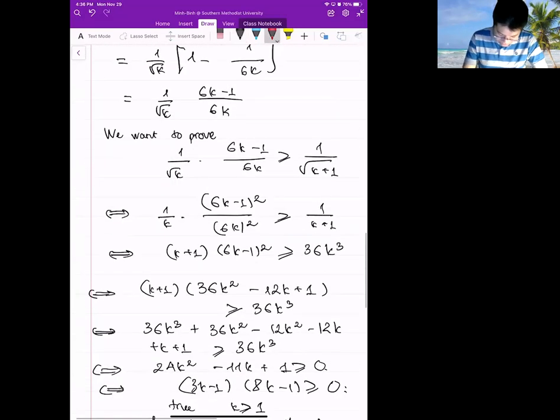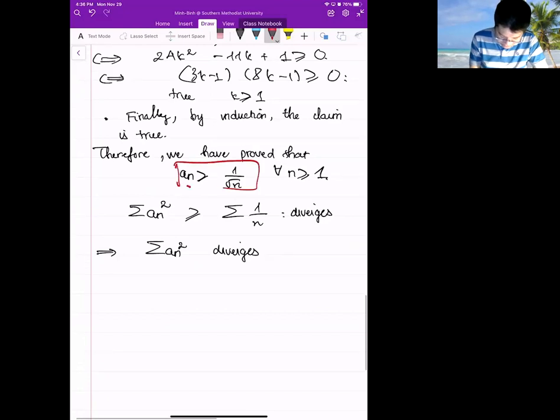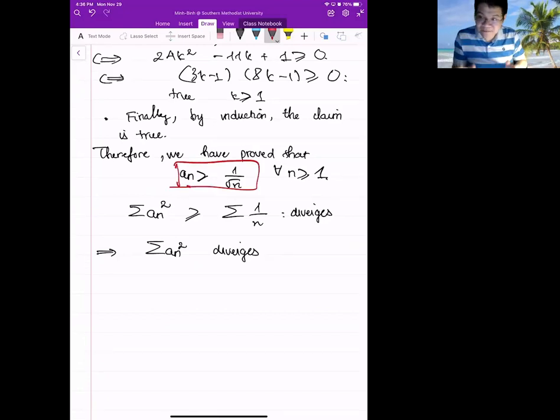In this proof, the key will be the lower bound a_n is bigger than 1 over square root of n. Because of this lower bound, the sum of a_n squared is bigger than the sum of 1 over n, and this diverges because you know that the sum of 1 over n diverges. So this is the first key in proving a series converges or diverges. If you want to prove that a series diverges, you have to establish a lower bound, and the lower bound that you can take advantage of here is the sine function.